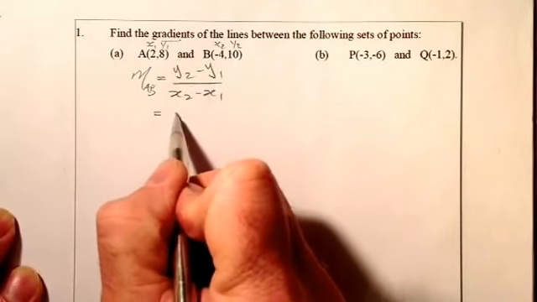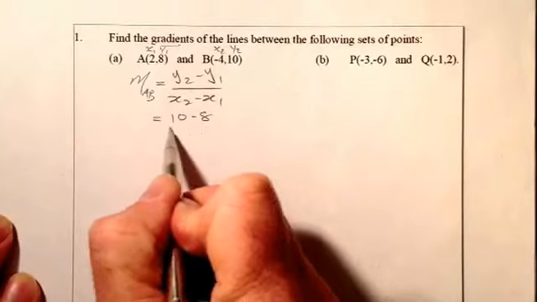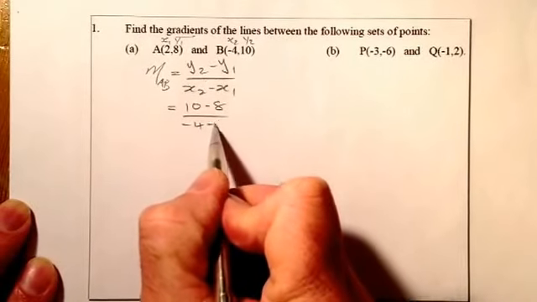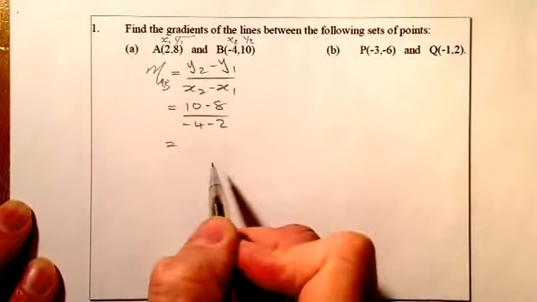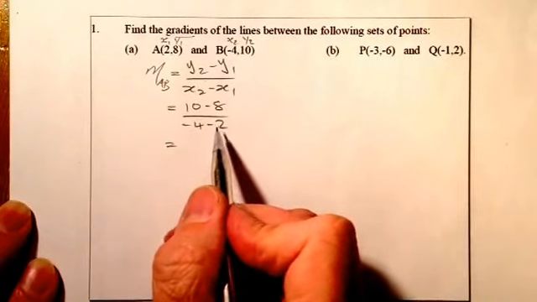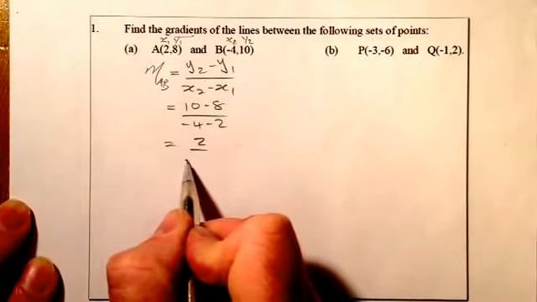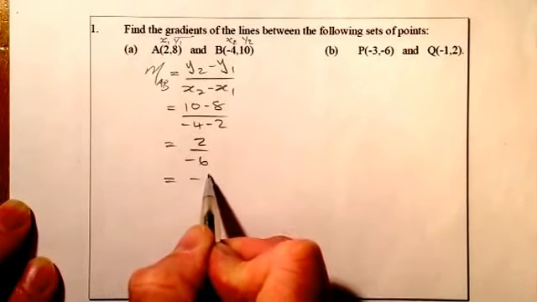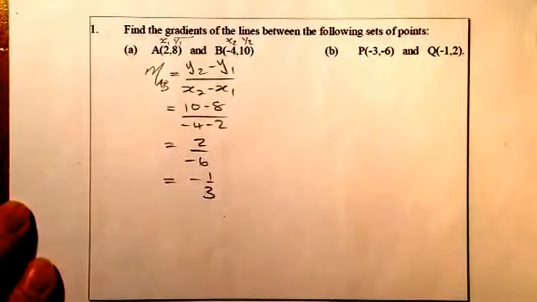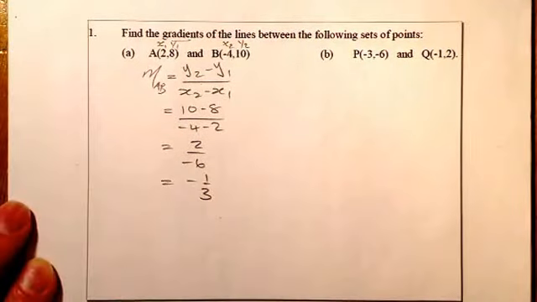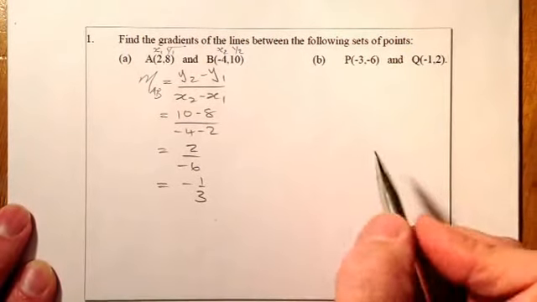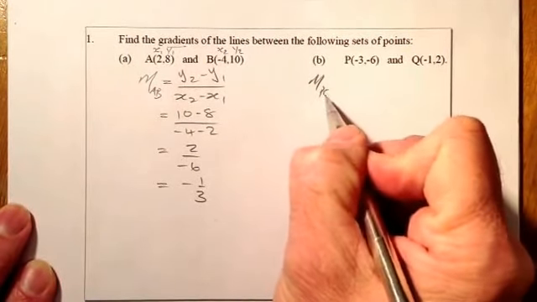Here we go. So I've got 10 take away 8 all over minus 4 take away 2. And I'm just going to evaluate from here, work out the answer and get my gradient. 2 on the top, I've got minus 6 on the bottom, simplify it down to minus a third. First one done. Part B, I've got the points P and Q, so I'll work out the gradient of PQ.